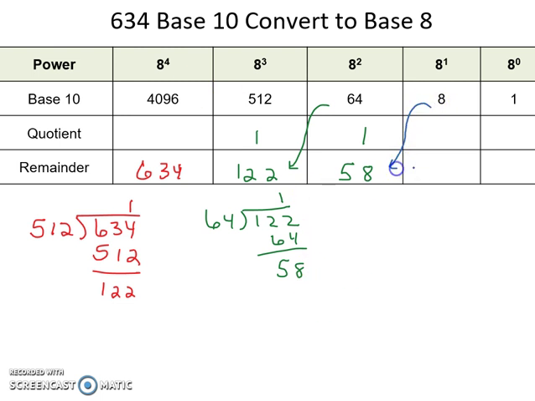And 8 goes into 58 actually 7 times, with 2 for our remainder, because 7 times 8 is 56. That's why I was able to do that one. And so my 2 just goes into my ones column. That's my remainder. So 634 base 10 is 1,172 base 8. Notice that the base 10 to base 8 makes a larger number. It should not be surprising because 10 is bigger than 8.